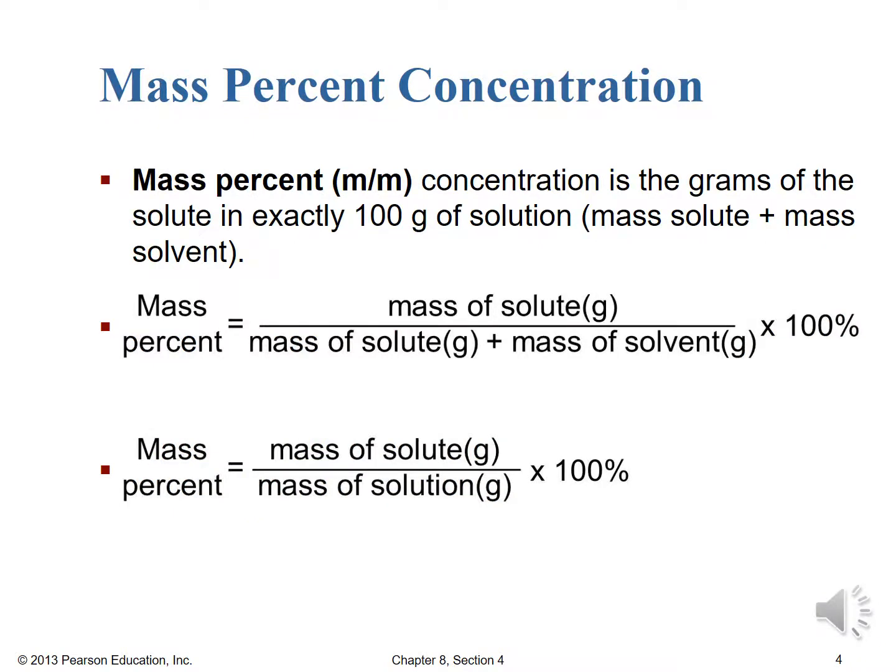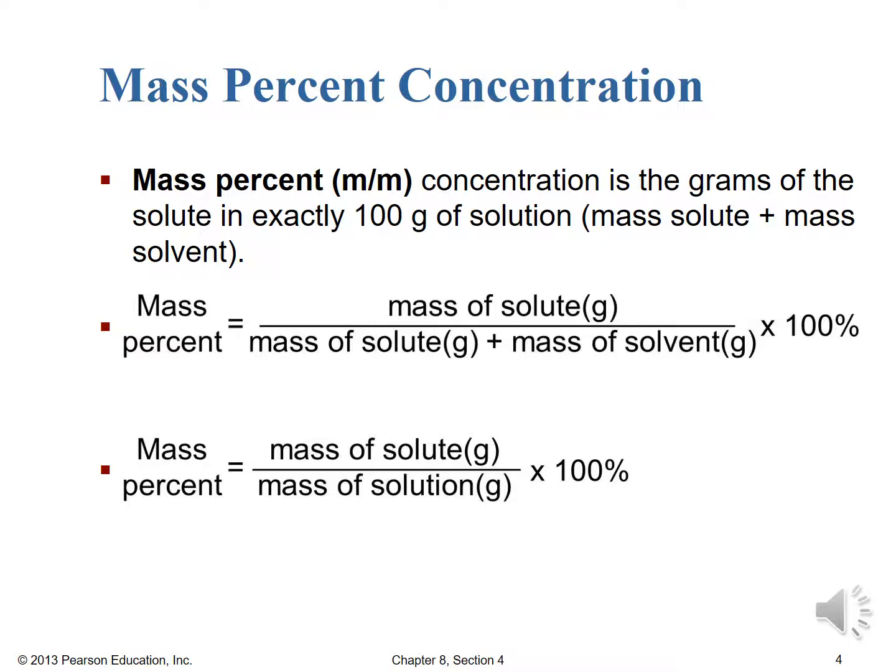Okay, so looking a little more detailed into mass percent. Mass percent is represented by lowercase m / lowercase m to indicate that we're dealing with masses of both the solute and solvent. And so that's the grams of solute and exactly 100 grams of solution. That's what makes it a percent, right, per 100. And of course, the solution mass is the mass of the solute and the mass of the solvent. That's the law of conservation of mass.